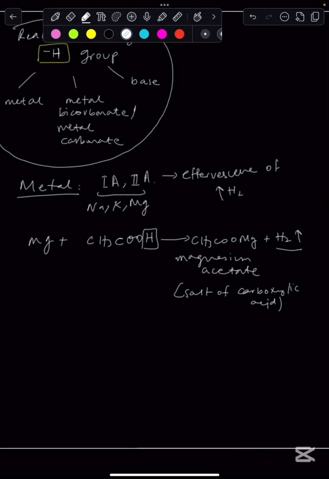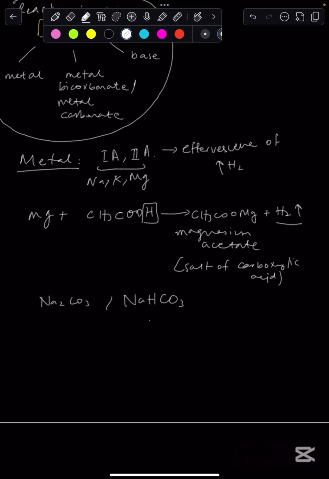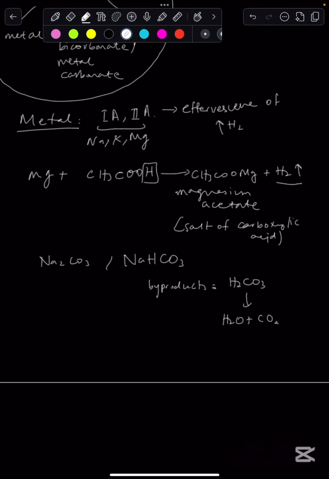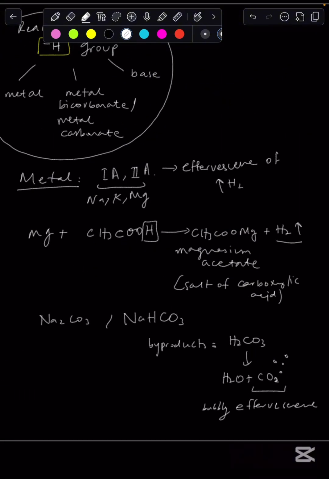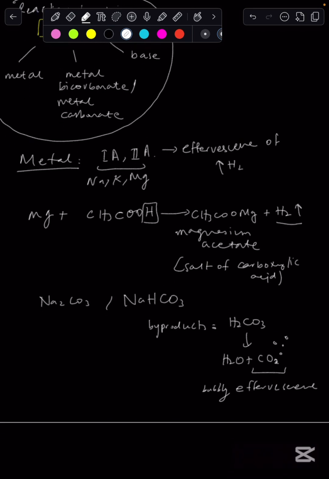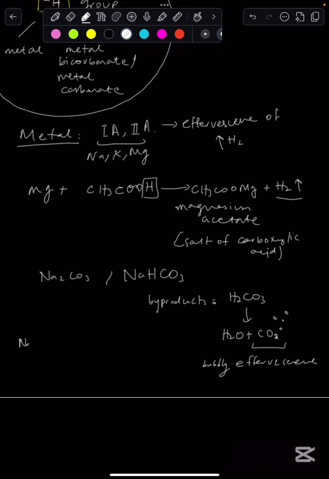Now the next is the reaction with metal carbonate, which is Na2CO3, and metal bicarbonate, which is NaHCO3. Now the same byproducts are going to form, which is carbonic acid. This carbonic acid is going to break down into water and carbon dioxide. Now this is going to show a bubbly effervescence of carbon dioxide, which will show that the reaction has occurred, and which will actually show the acidity of the carboxylic group. So if we use the metal carbonate or metal bicarbonate with the carboxylic acid, we form the salt of the carboxylic acid with the byproducts.